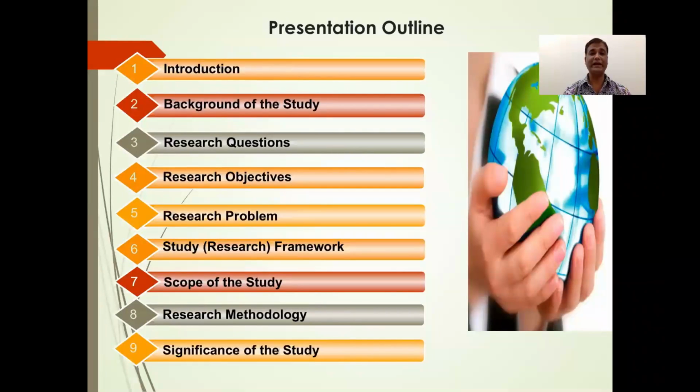If you look at the presentation outline, you may see that this particular student doesn't have a literature review section in the presentation. And then the scope of the study is presented after the framework and the significance of the study, which is in chapter 1, but presented at the end of the presentation.